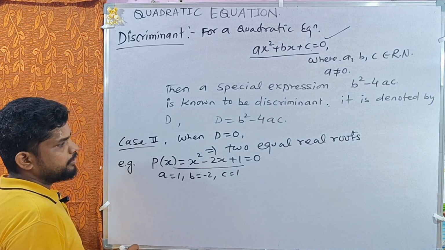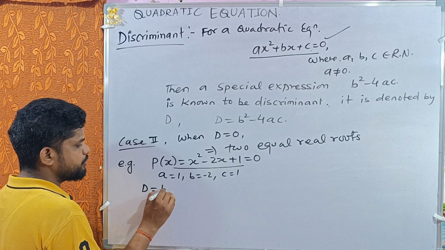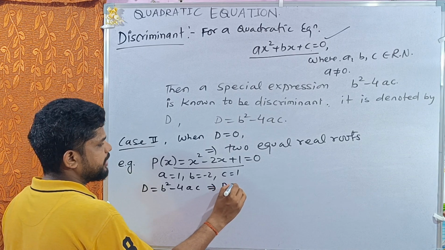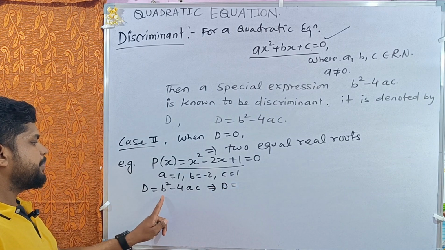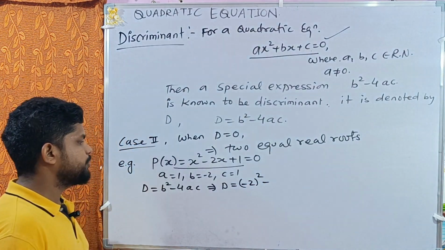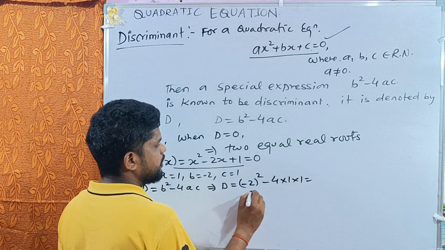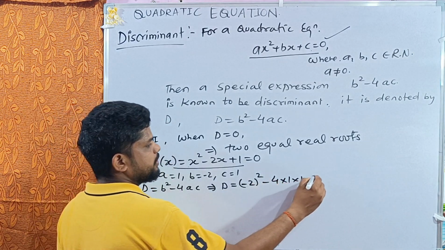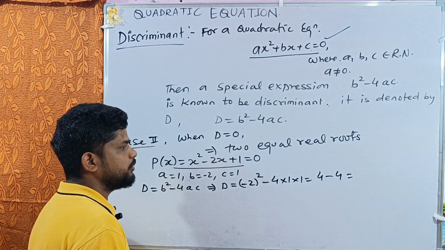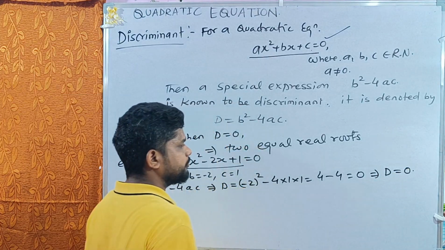Okay, and putting these a, b, c values into the discriminant formula, which is b square minus 4ac, what will we get? We will get the discriminant as b square, that is (minus 2) square, minus 4 into a, 1 into 1, so 4 into 1 into 1. (Minus 2) square is plus 4, and this is again the 4, and 4 minus 4 is 0, which shows that the value of discriminant is equal to 0. Okay.